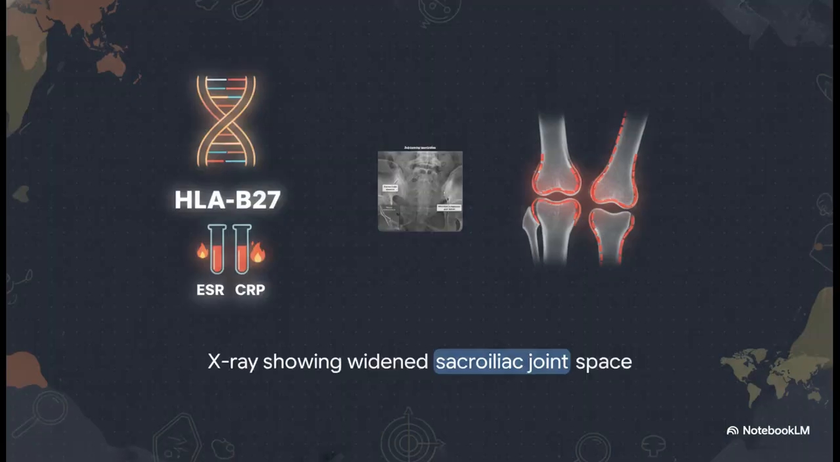The visual evidence you're looking for is right here in the sacroiliac joint. Notice the subchondral sclerosis and that classic widening of the joint space. You'll pair this imaging with the highly tested HLA-B27 laboratory association, along with elevated inflammatory markers like ESR and CRP, to totally secure your diagnosis.